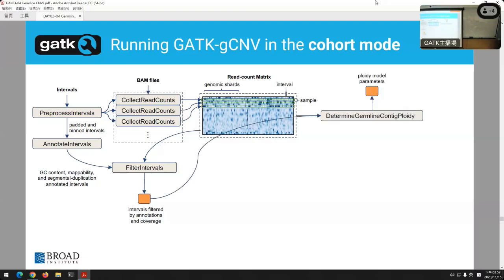Then we use those intervals and our read count matrix, and we determine germline contiguity. So again, this is where we're trying to find out how many copies of each chromosome each sample has, and that will become our baseline expectation for copy number for that sample on that chromosome, and any deviations from that baseline are what we're going to call CNVs.